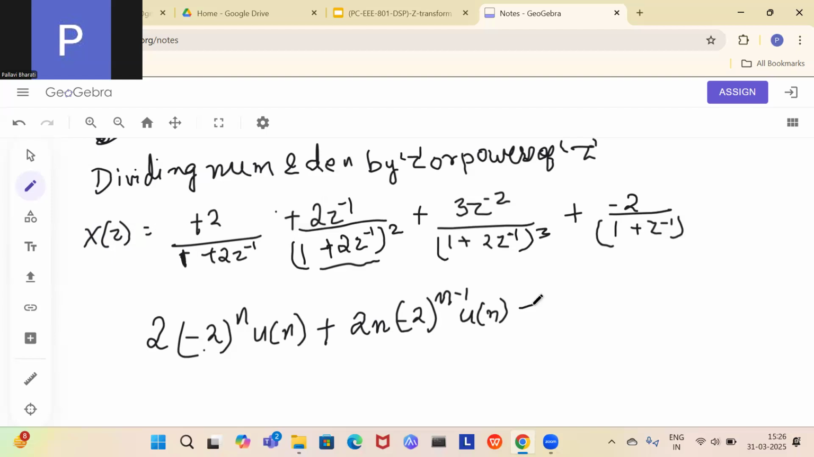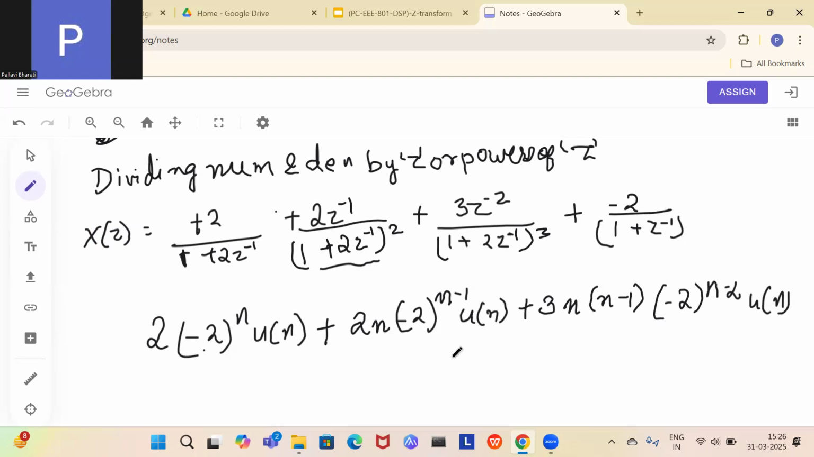Now you can very easily write this part. Now this is 3. First you wrote the amplitude. Now see, it has been differentiated 2 times. So when it is getting differentiated 2 times, that means n into n minus 1. And then again you have minus 2. Now this is shifted also twice. So n minus 2, u of n.